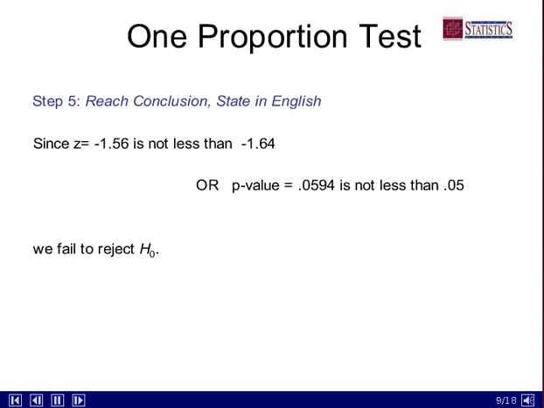So what will be our conclusion? Well, because minus 1.56 is not less than minus 1.64, or the p-value of 0.0594 is not less than 0.05, or the 0.0677 from the exact test, then we fail to reject.